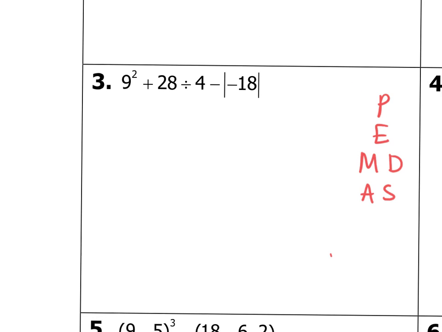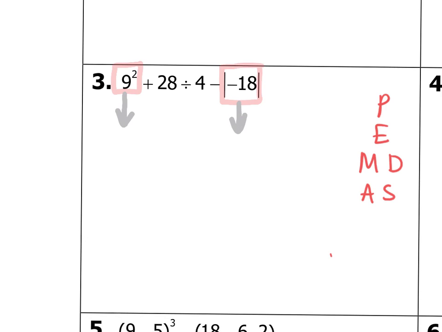In this next problem, if we take a look at all the operators, we have a 9 squared. I should probably handle that. We have division, and we have the absolute value of negative 18. So, things that we need to take care of first. We want to take care of the 9 squared, and we want to take care of the absolute value of negative 18. These are numbers that are written in a different format, so we have to put them in their actual value format.